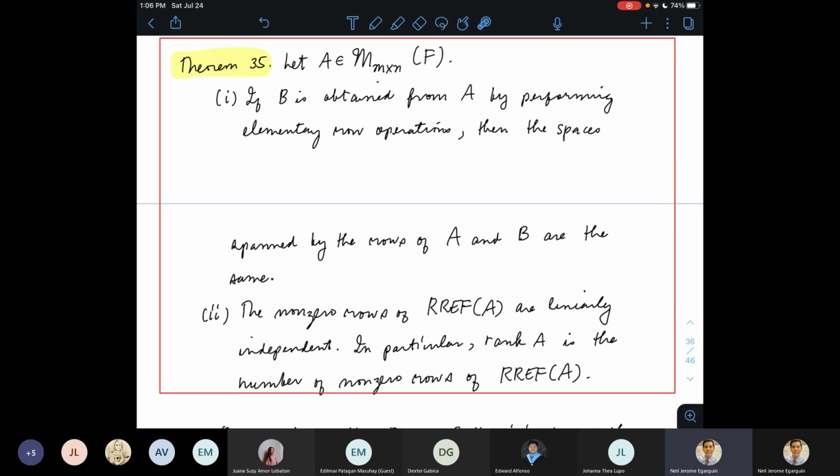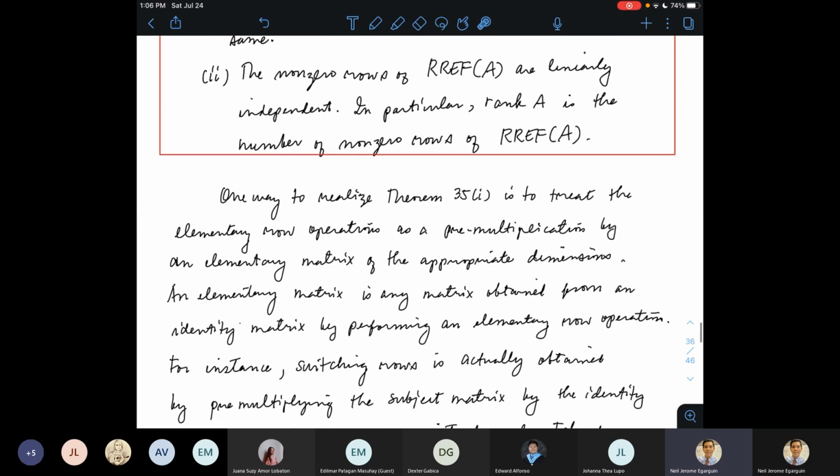Okay. Hindi nagbabago yung vector space spanned by performing elementary row operations. So if B is obtained from A using elementary row operations, then A and B will have the same vector spaces, right? Or they will generate the same vector spaces. And the highlight would be theorem 35.2. The non-zero rows of REF of A are linearly independent. And in particular, rank A is the number of non-zero rows of RREF of A.